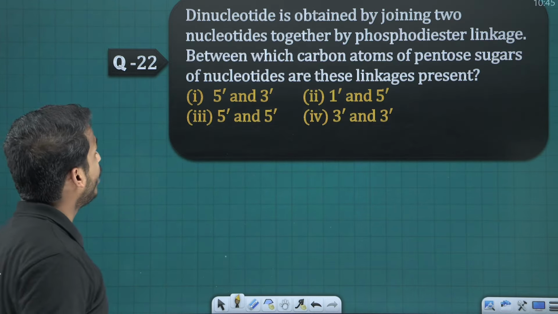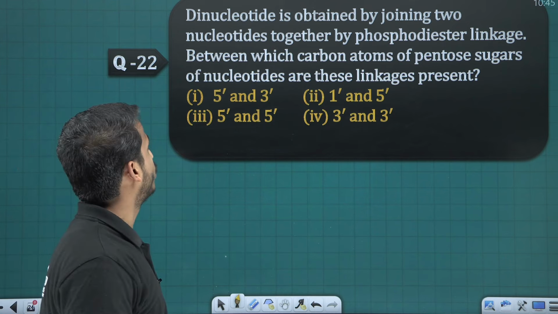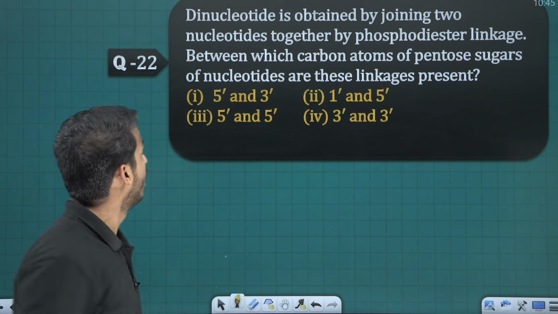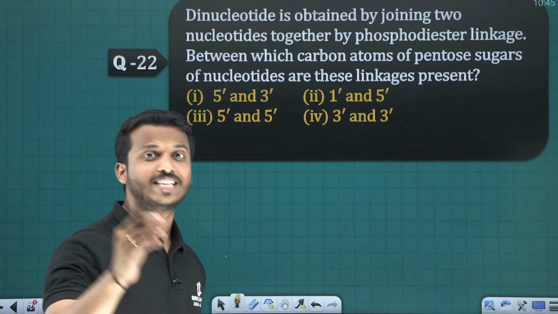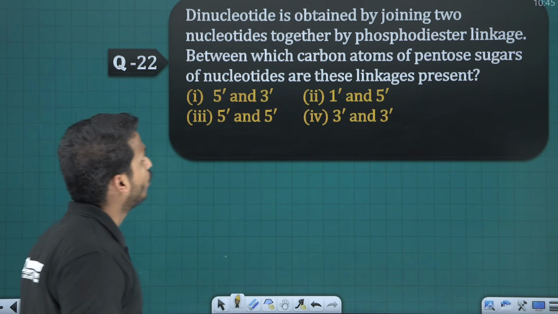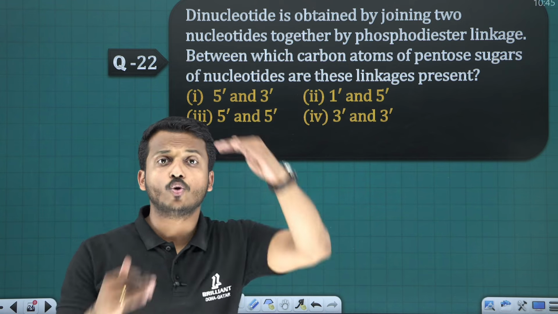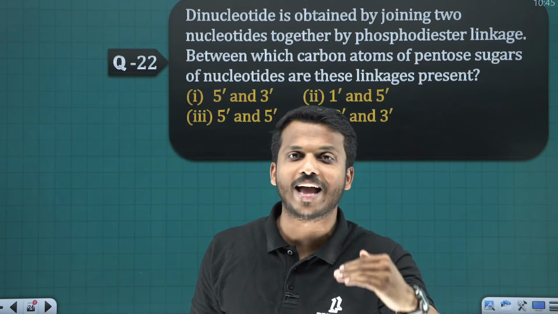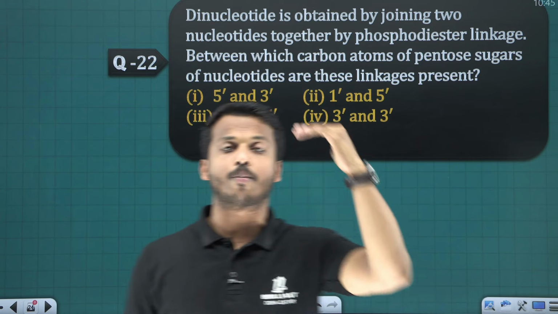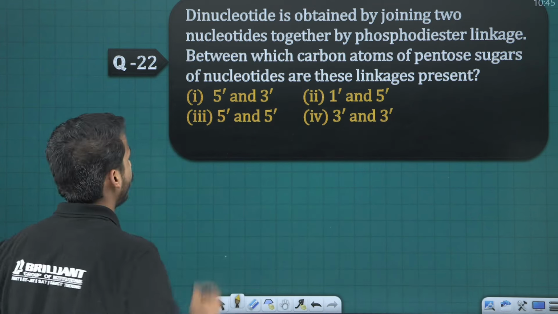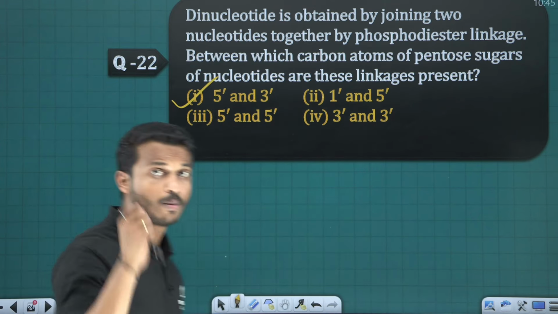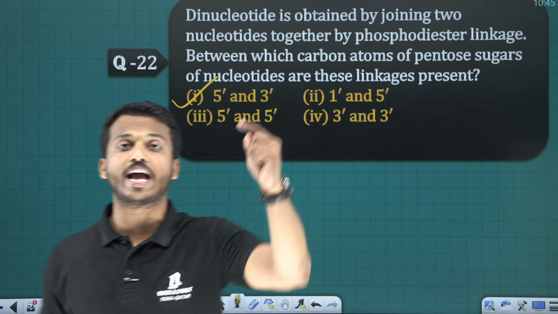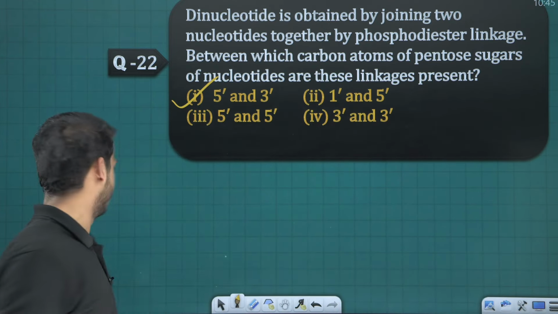Now, a dinucleotide is obtained by joining two nucleotides. You know what is a nucleotide? They join together by phosphodiester linkage. Yes. Between which carbon atoms? We know two nucleotides are joined between 5' and 3', fifth carbon and third carbon between two nucleotides. So 5' and 3'. Remember all, between two nucleotides, the connection is between C5 and C3.